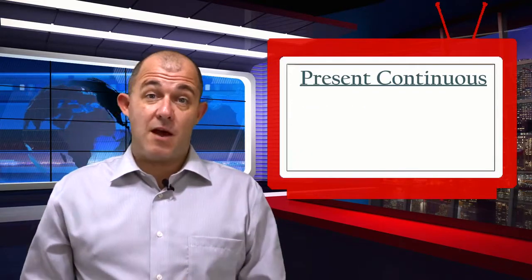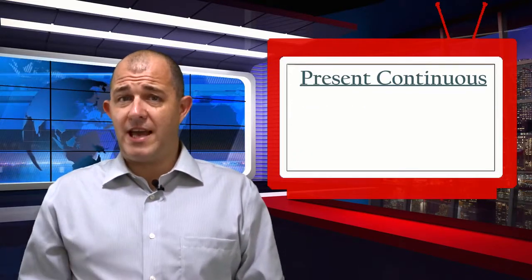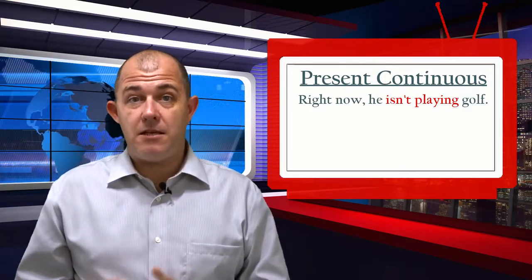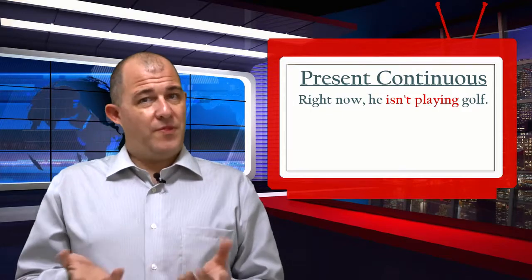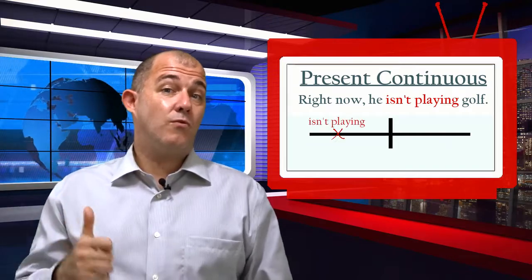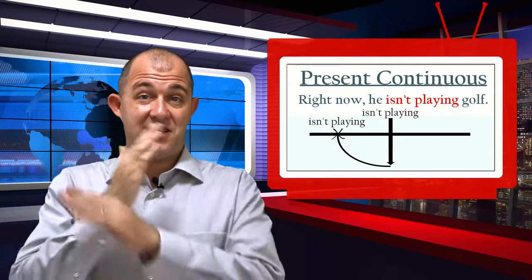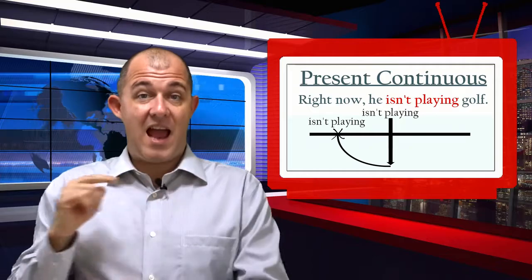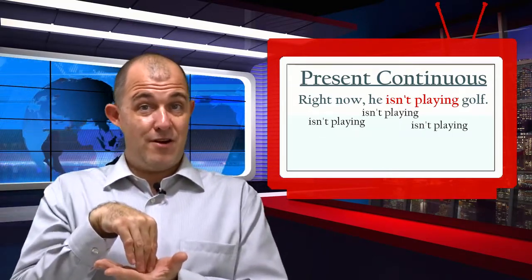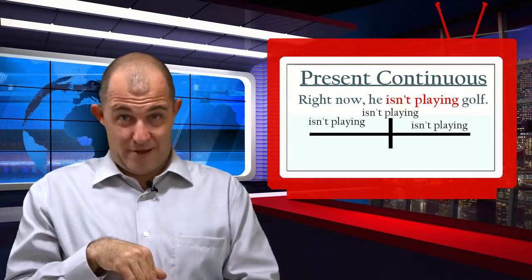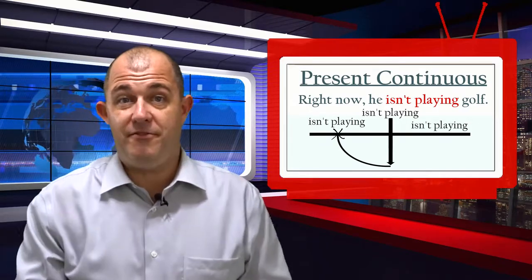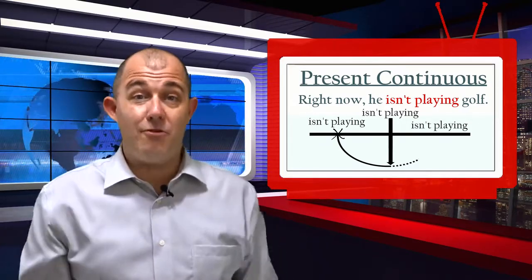The other sentence that we have from the video is actually an interesting example. It says, right now, he isn't playing golf. What that actually means is that at some time in the past, when he was playing golf, he stopped playing golf, and he continued not to play golf until right now, and he still is not playing golf, and he will not play golf for some time into the future until he goes to the golf course.